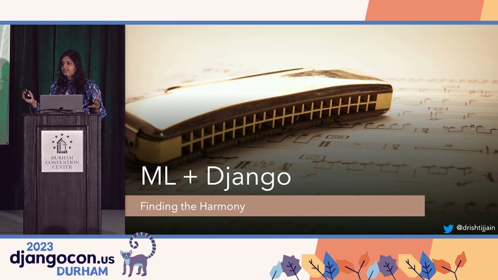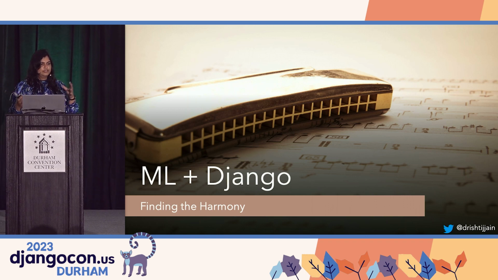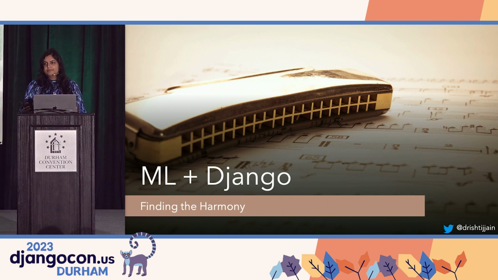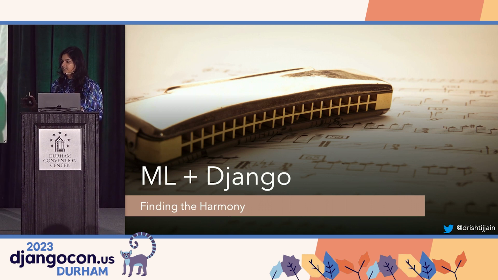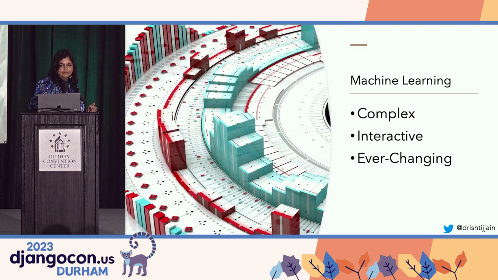And all of this was a part of bringing the machine learning world into Django in a very, very easy way. The most important part of whenever we are dealing with machine learning applications and bringing them to the Django world is to find the correct harmony. Now, when we think about machine learning, it might seem that it is a bit complex. It has to be interactive, and it is ever-changing.